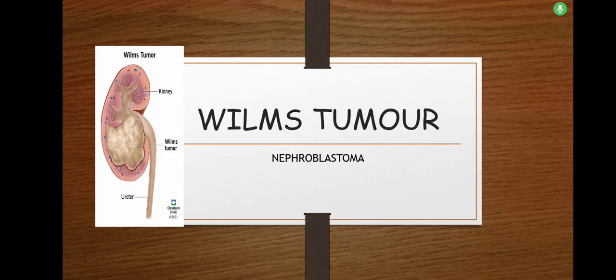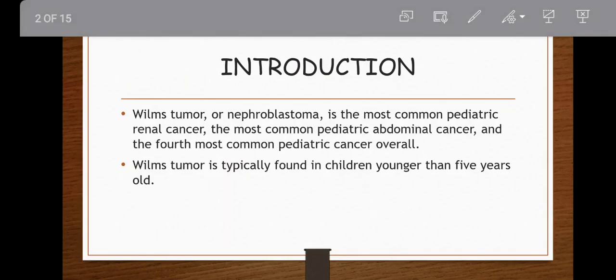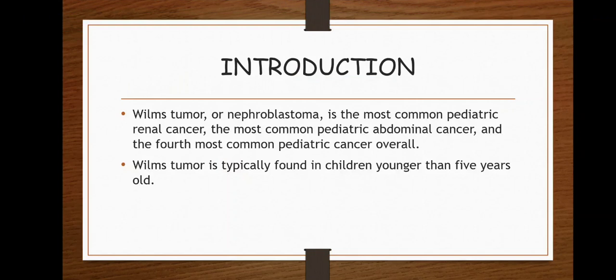Hello everyone, today we'll be discussing Wilms tumor, which is also known as nephroblastoma. So Wilms tumor or nephroblastoma is the most common pediatric renal cancer, the most common pediatric abdominal cancer, and the fourth most common pediatric cancer overall. Wilms tumor is typically found in children younger than 5 years.